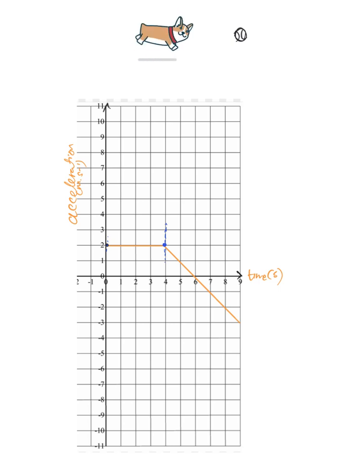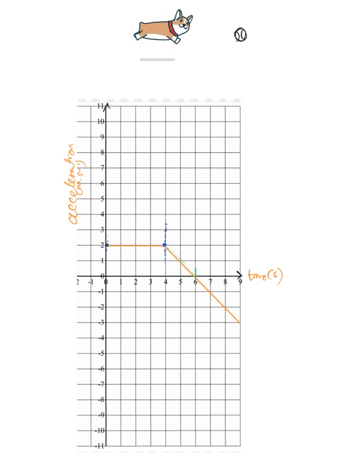Then what happens is, from that time, the acceleration starts to drop. It starts dropping until at 6 seconds it reaches 0, and then from there it keeps going. The acceleration becomes negative at 9 seconds. So if she's speeding up or slowing down, what can we figure out from this type of graph?